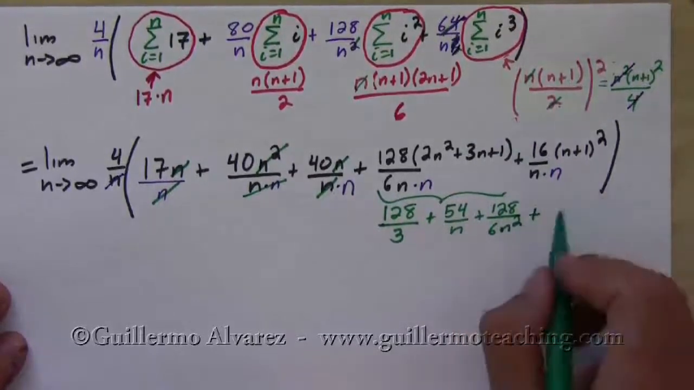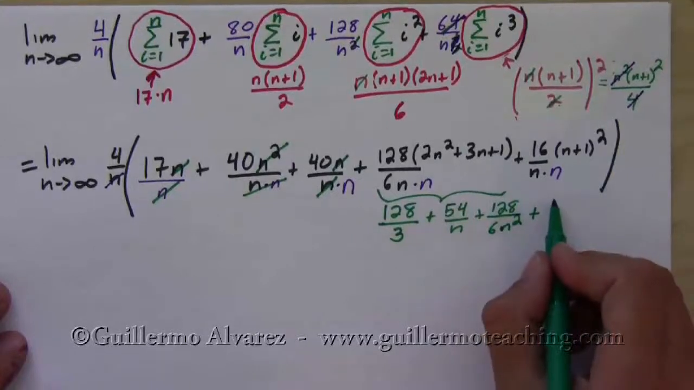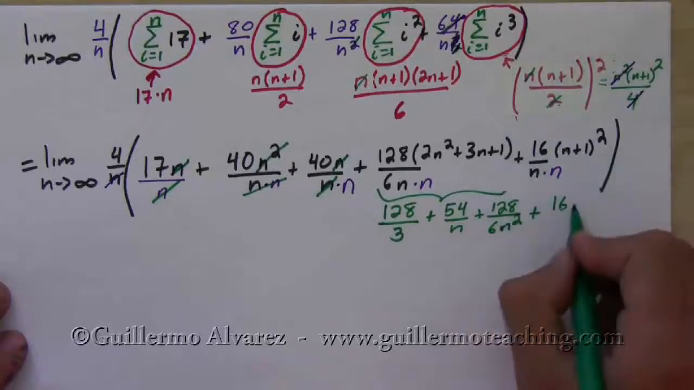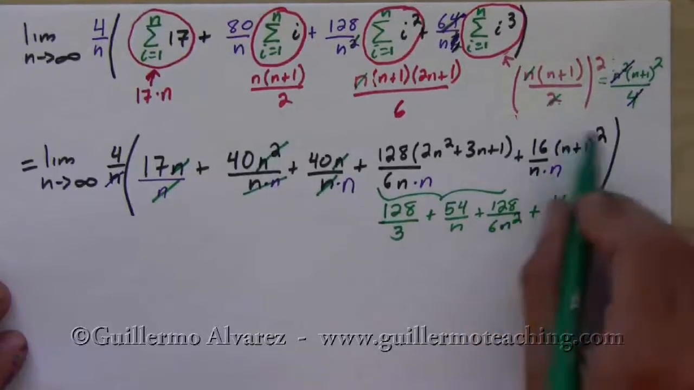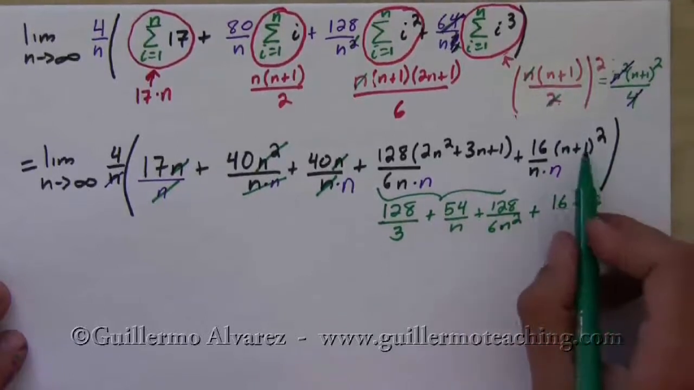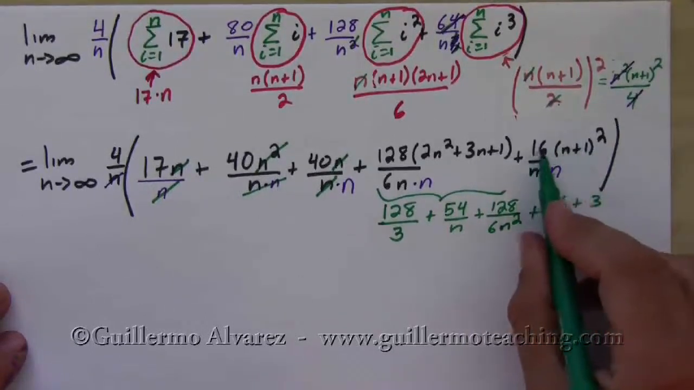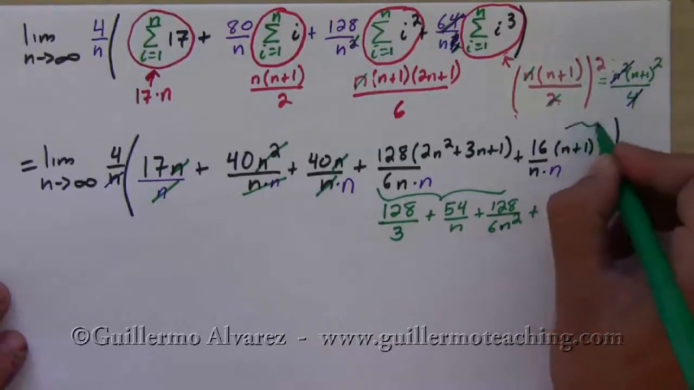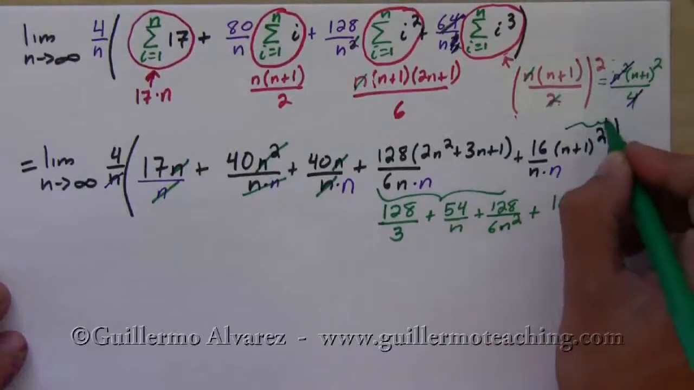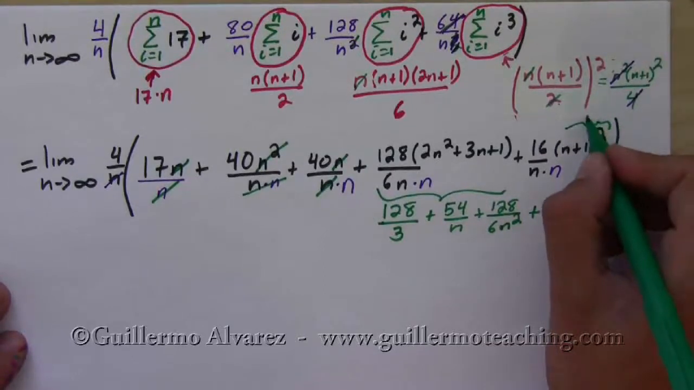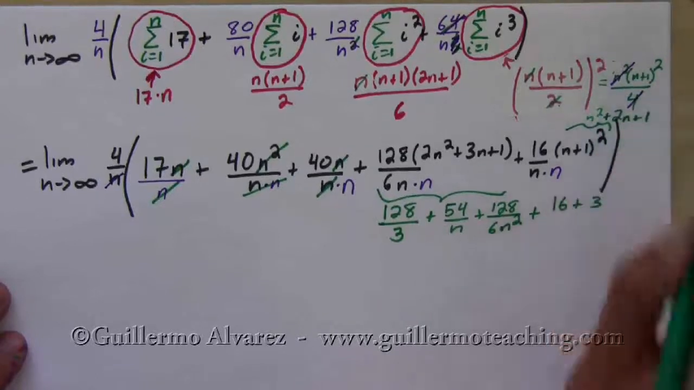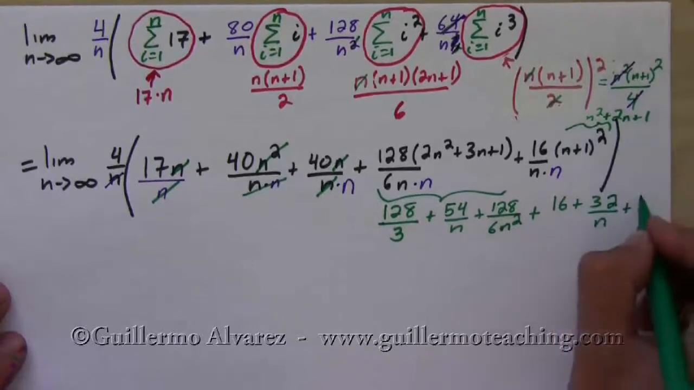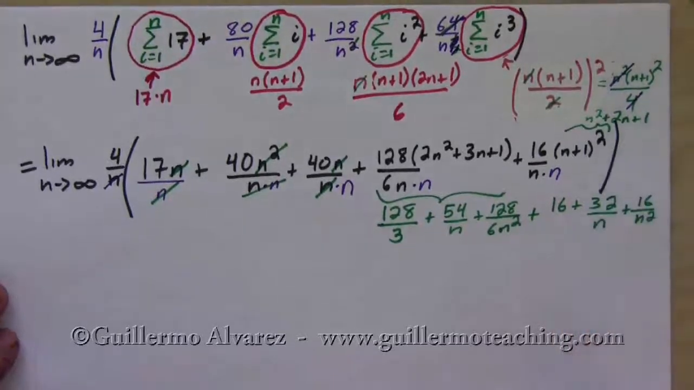Okay, plus, here we're going to get 16 n squared over n squared, well that's just 16, plus, if we distribute all this out, when we multiply 16 times everything, not n plus 1 squared but what it equals, so let's just write it out right here. This guy is n squared plus 2n plus 1. So this is going to be plus 32 over n plus 16 over n squared.